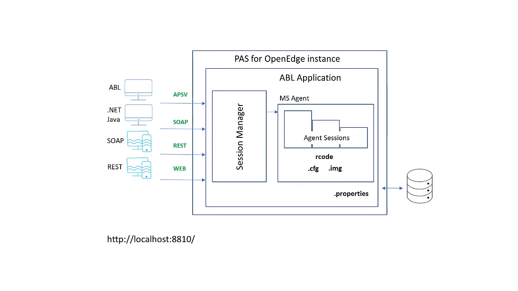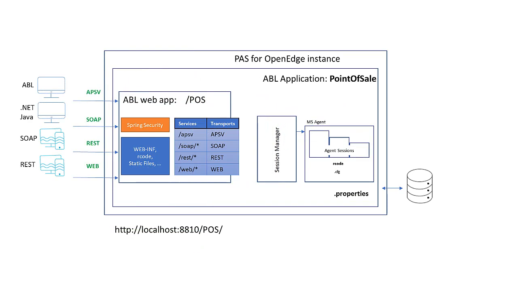After a web service is deployed to an instance, a client makes a request to a web application or service hosted on a PAS for OpenEdge instance via HTTP. The instance is called in a browser via its hostname and port, which are set during instance creation. When we dive into the instance, we see where the code lives. An ABL application is where the business logic is hosted and run via the instance PROPATH. In our example, the ABL application is called Point of Sale.